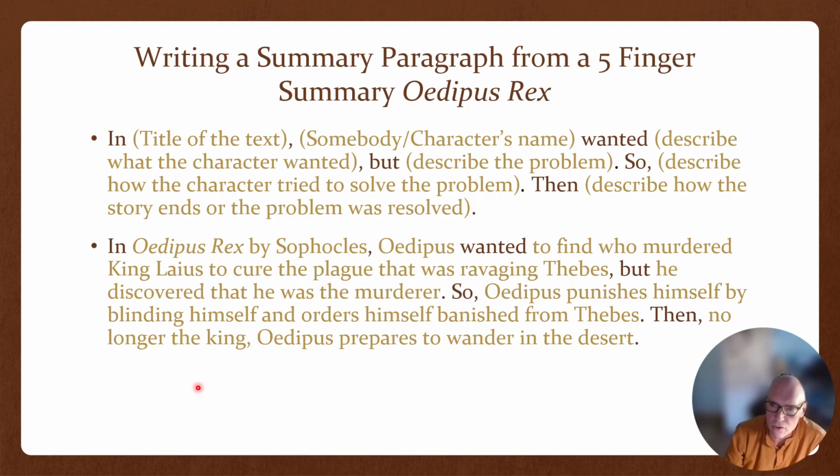Then, no longer the king, Oedipus prepares to wander in the desert. So you'll notice that my wording here is a little bit different than what was in the five-finger summary. The five-finger summary should be a guide for the kind of ideas that you're going to express in the intro, but you don't have to just copy it and paste it verbatim.